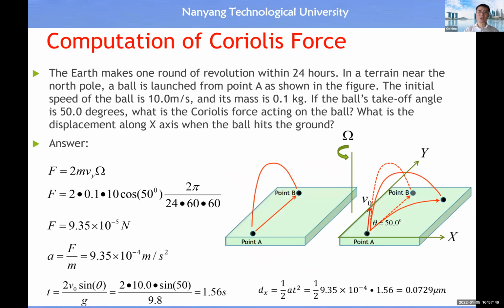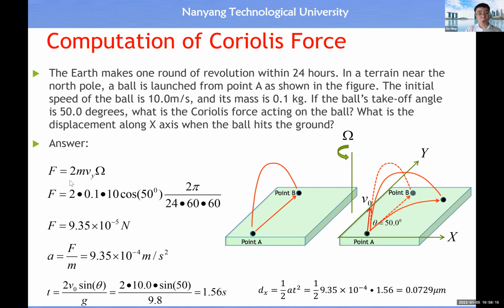Then how to calculate the Coriolis force? This is just a simple example. We know that the Earth will make one round of rotation every 24 hours. Therefore, we can calculate the angular velocity of the Earth, which should be equal to 2 pi divided by 24, because 1 hour has 60 minutes and 1 minute has 60 seconds. So this is just to do the conversion of the unit of measurement.